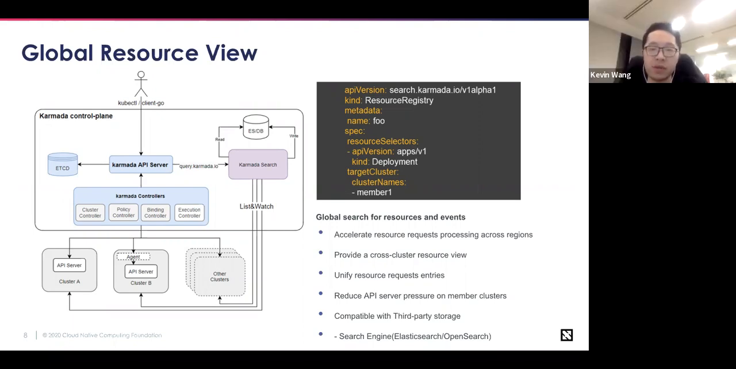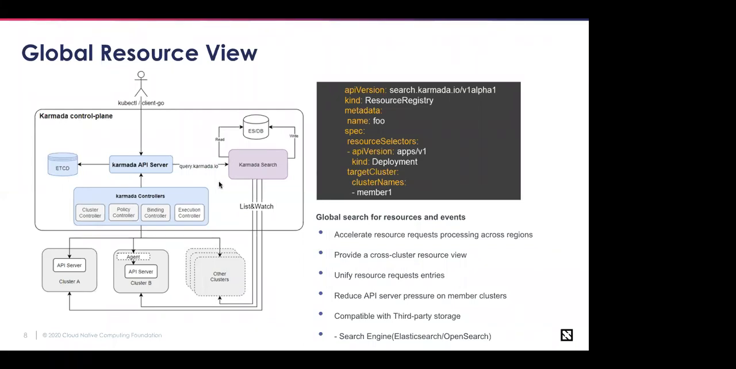Yeah, actually, if you want to type in the Elasticsearch query, kubectl just forwards your query through the aggregated API server to the Elasticsearch entry point. Yeah. Got it. Okay. Thanks.